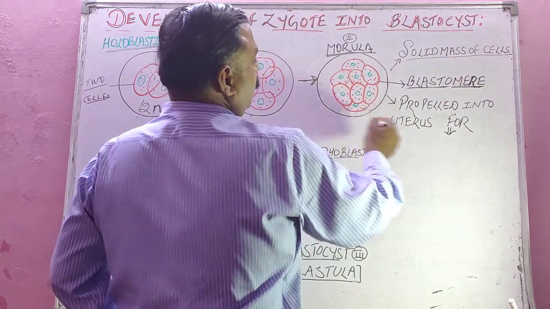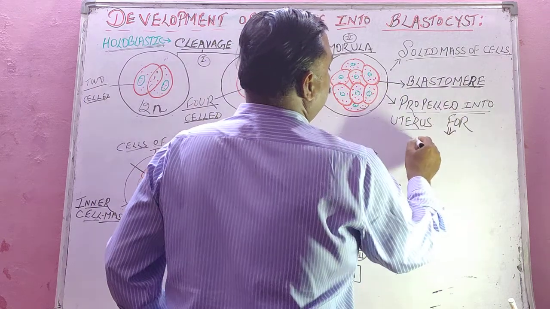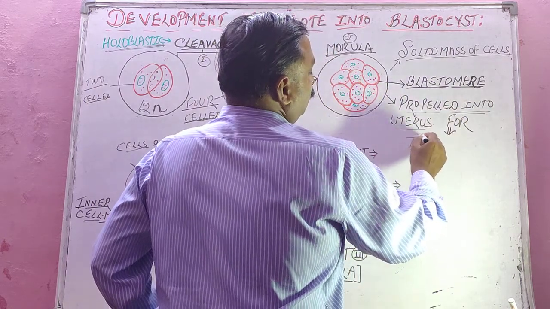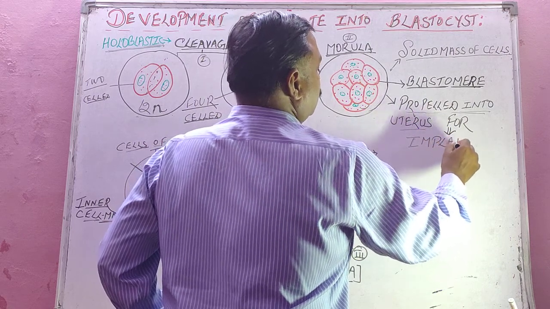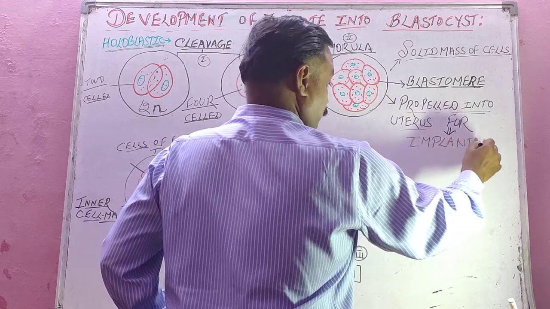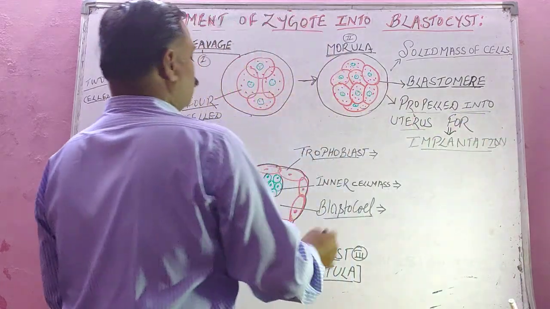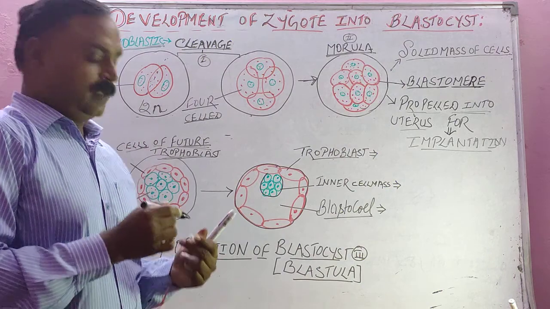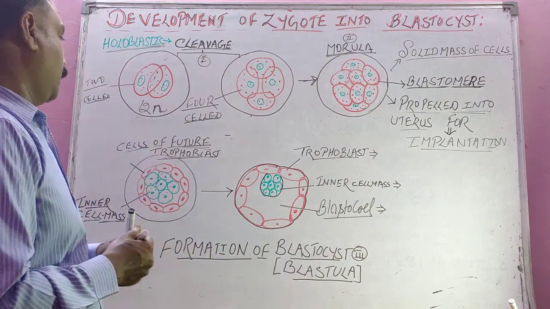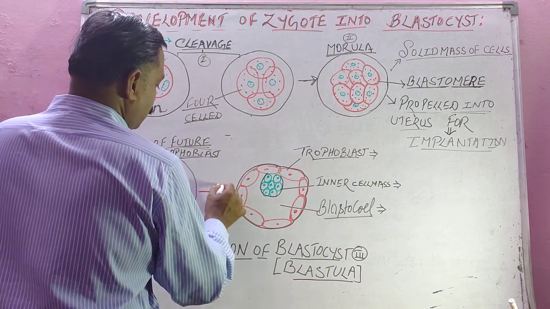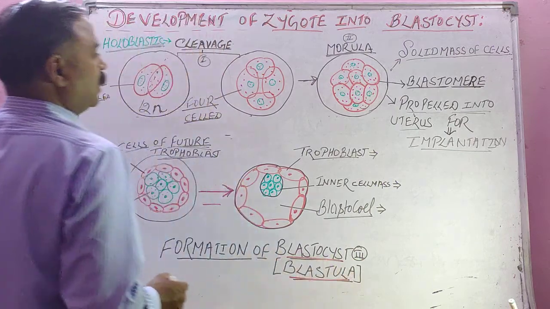And then ultimately, this ball of the cells is propelled into the uterus. You know for what? For implantation. That is the attachment of this blastocyst on the endometrium after a week of fertilization. And the last but not the least, that is your blastocyst or blastula.